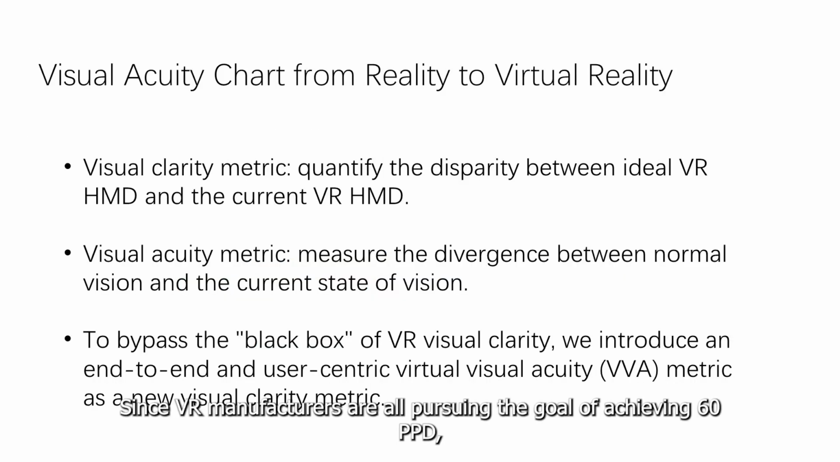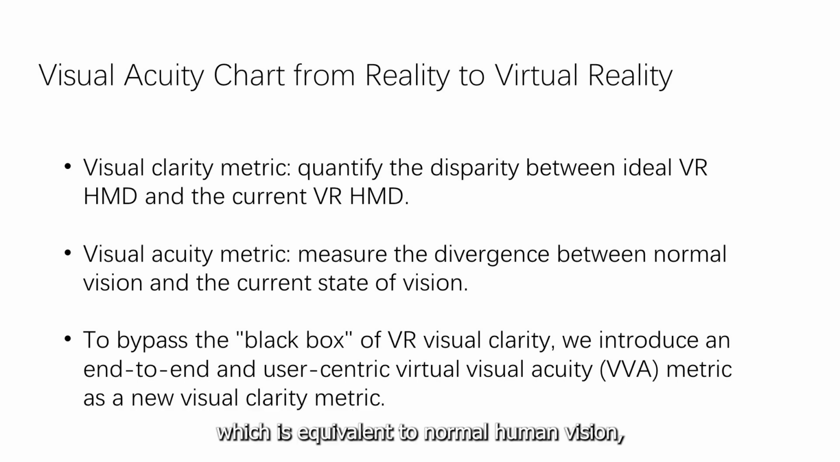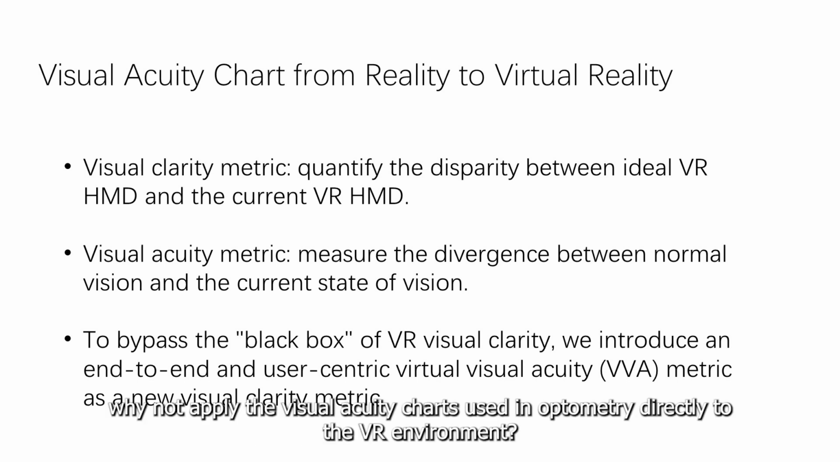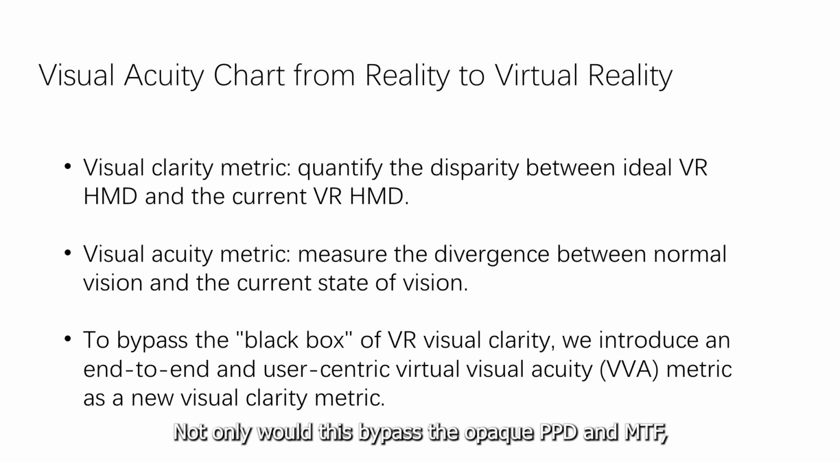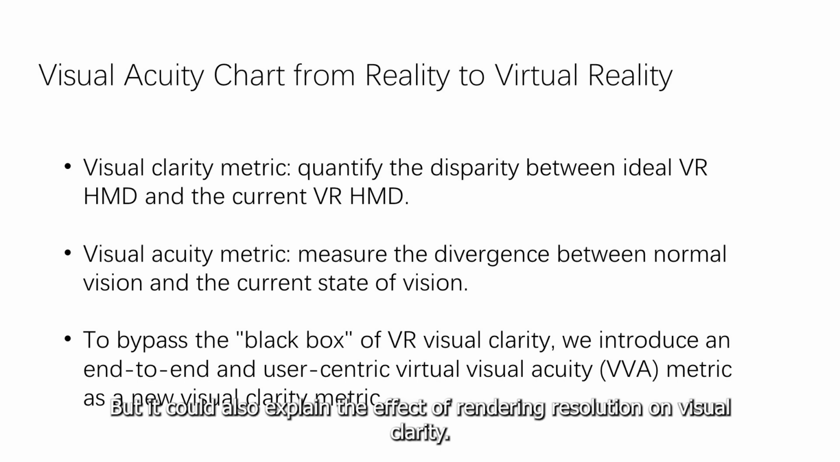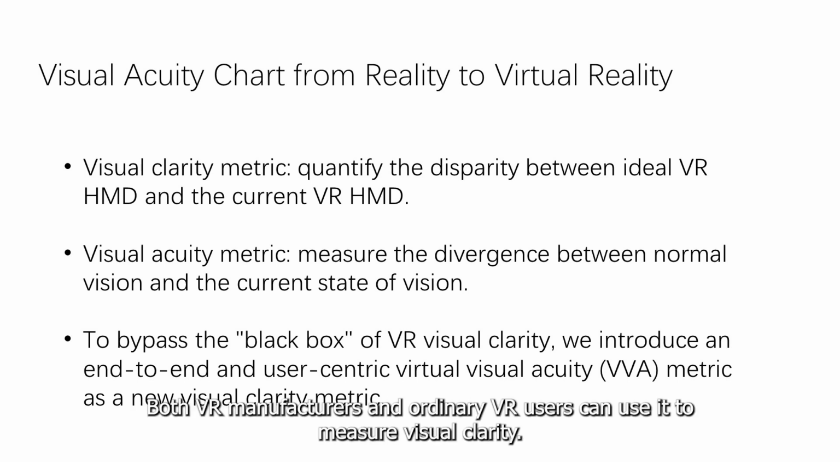Since VR manufacturers are all pursuing the goal of achieving 60 PPD, which is equivalent to normal human vision, why not apply the visual acuity charts used in optometry directly to the VR environment? This could measure the end-to-end visual clarity from the virtual environment to the human eye. Not only would this bypass the opaque PPD and MTF, but it could also explain the effect of rendering resolution on visual clarity. Plus, it's very cost-effective. Both VR manufacturers and ordinary VR users can use it to measure visual clarity.